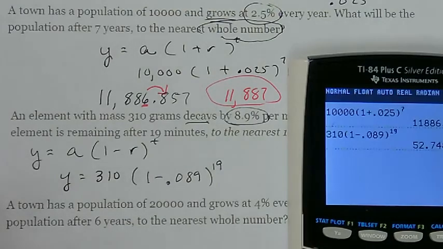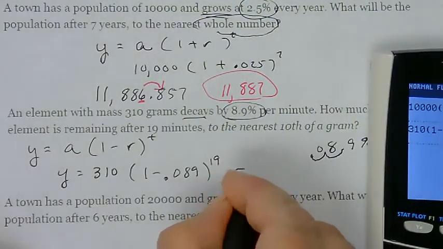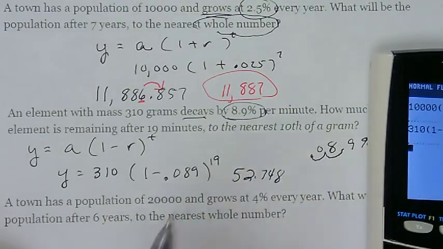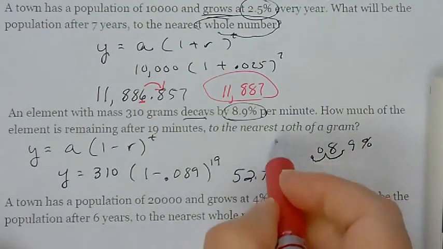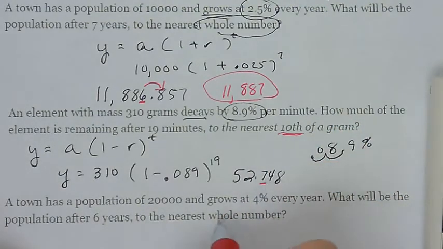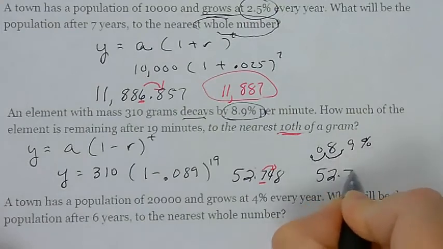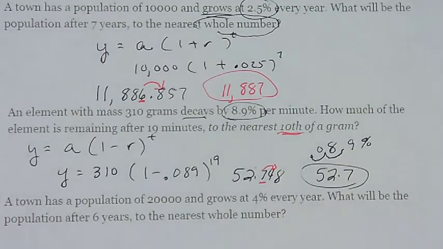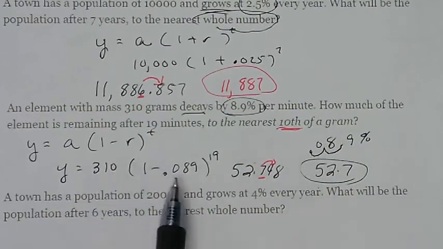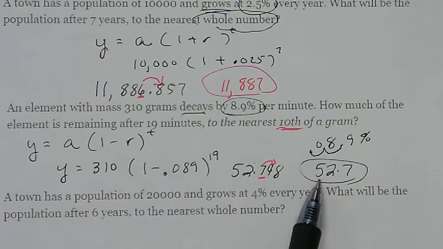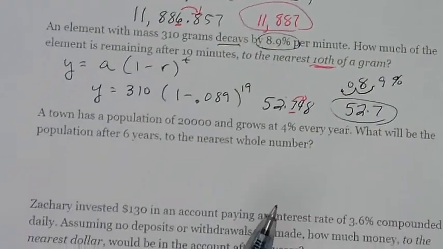And I get 52.748. But the problem says round to the nearest tenth of a gram. This is the tenths spot. So I'm going to look backwards, and I see that the 7 is going to stay the same. So it's going to take 52.7 minutes for that to happen. I'm sorry, after 19 minutes we'll have 52.7 grams. So we started with this much and it decayed and we were left with this much after 19 minutes.